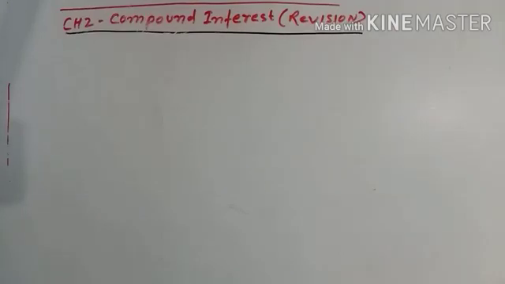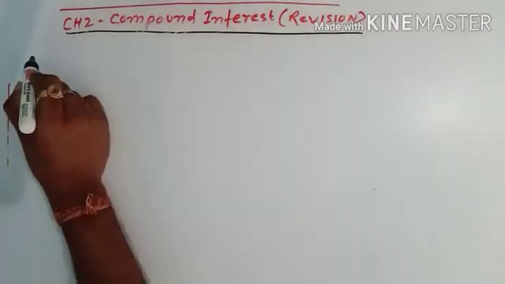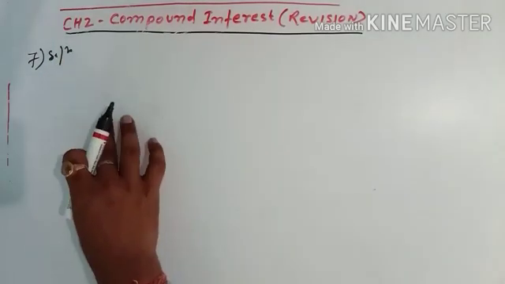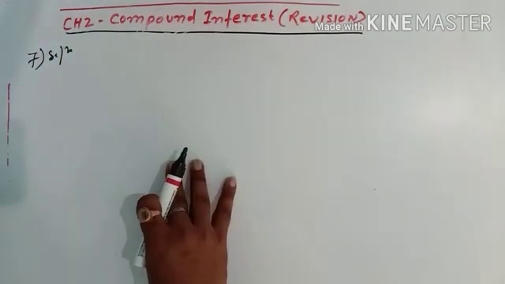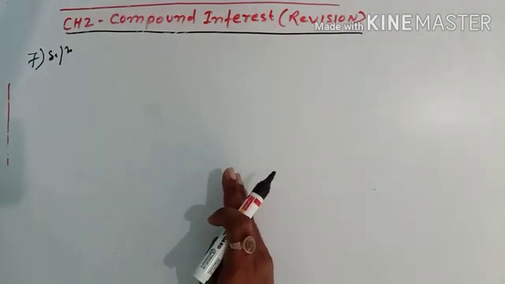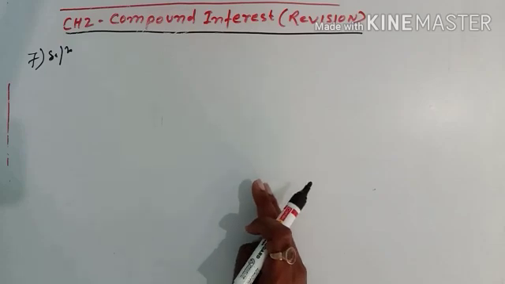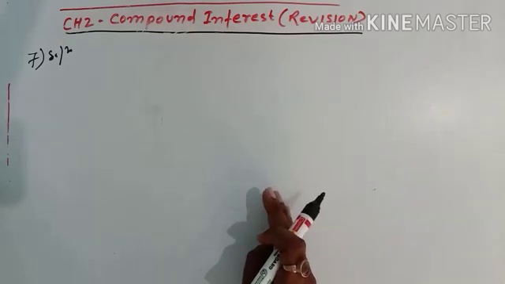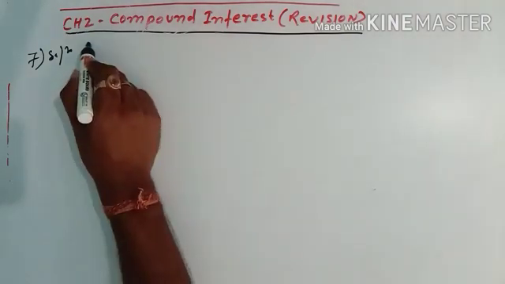Understood? Now look at question number 7 of your book. What does the question say? Mr. Lalit invests rupees 5,000 at a certain rate of interest compounded annually for 2 years. At the end of first year, it amounts to rupees 5325. Calculate the rate of interest, and the second part is the amount at the end of second year to the nearest rupee.